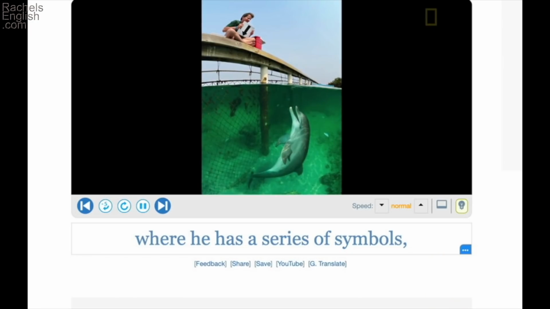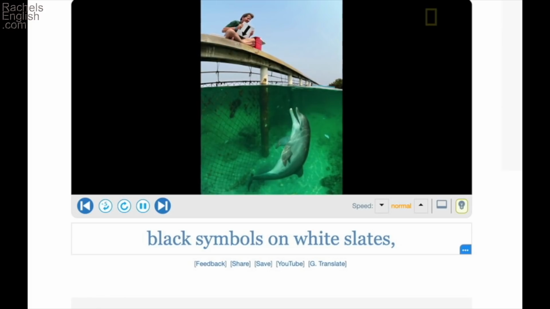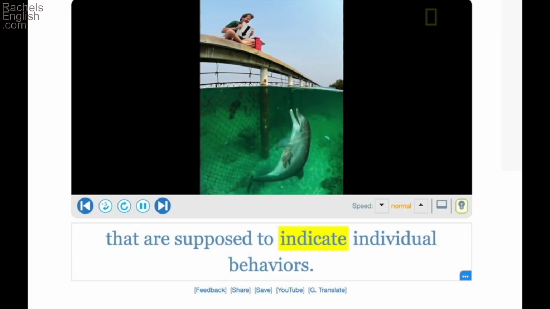Here's another example. He has a series of symbols, black symbols on white slates, that are supposed to indicate individual behaviors.